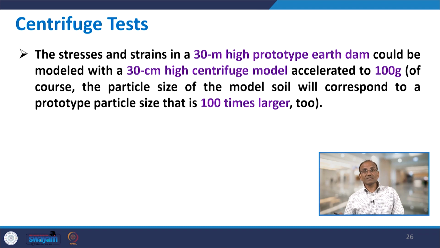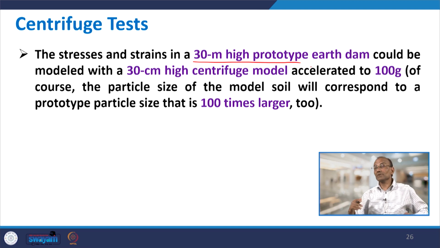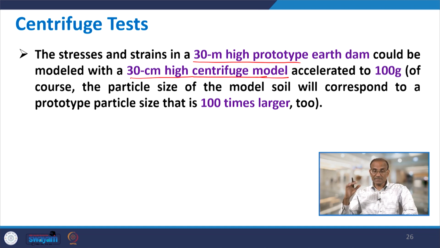For example, the stresses and strains in a 30-meter high prototype earth dam could be modeled with a 30 centimeter high centrifuge model which is accelerated to 100 g. Here you have an earth dam, and the height of the dam is 30 meter. Now, you cannot construct a model in the lab of 30-meter height and then test it. So, what is done? The model is scaled down by using the scaling laws, that is 1 by 100 of the prototype. As a result, the model is only 30 centimeter, roughly 1 foot. A model is prepared, the height of the model is 30 centimeter only, and that is called a centrifuge model.